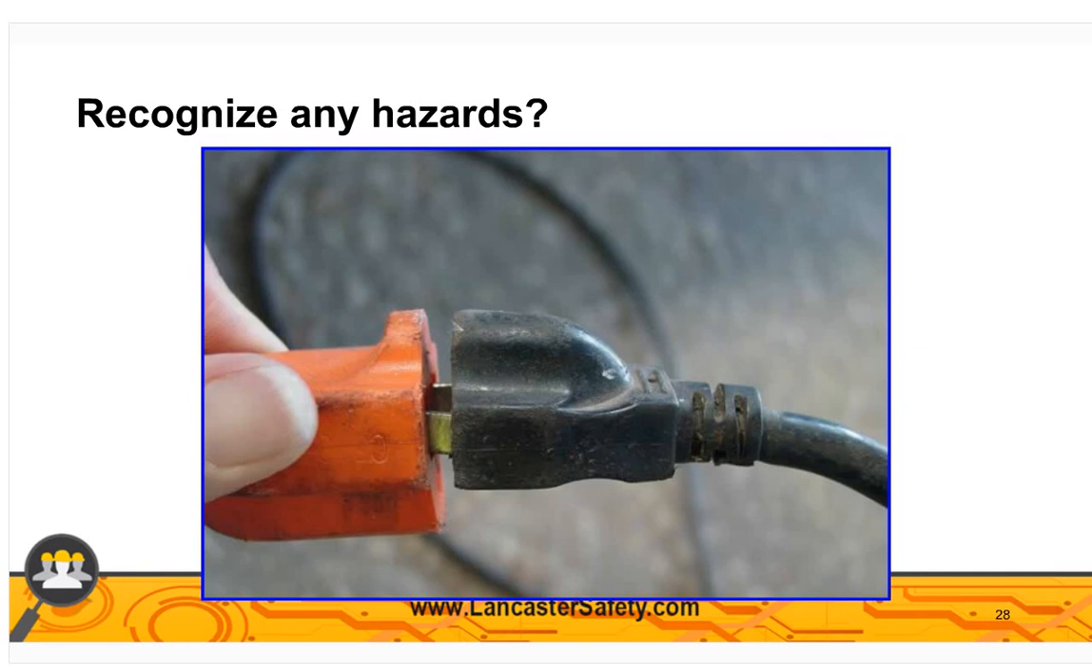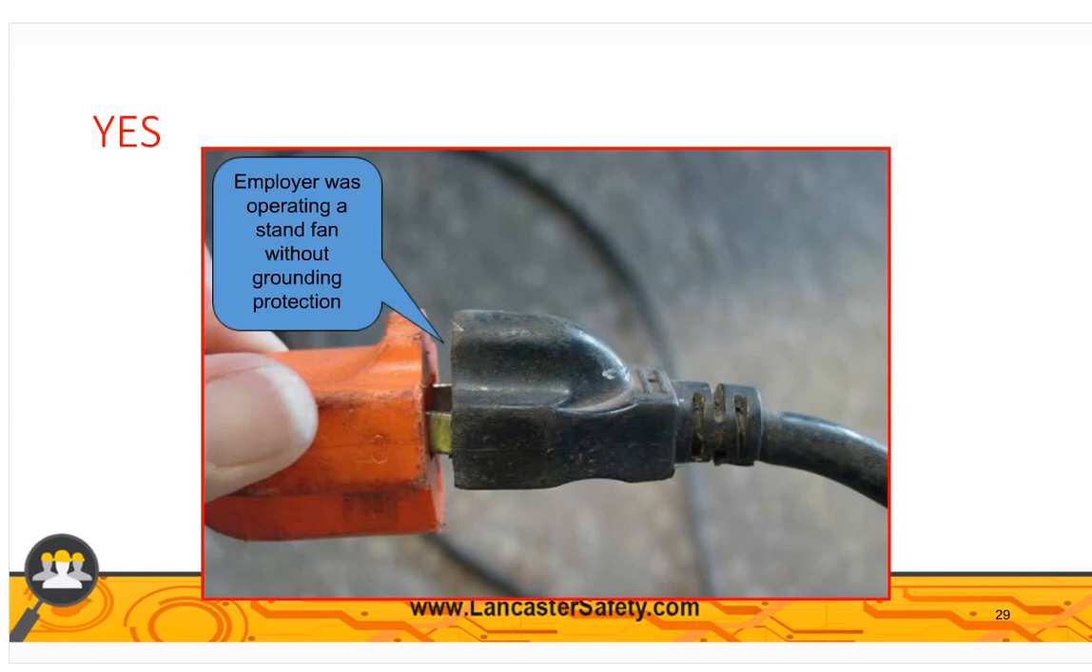I don't know, Kylie. There's not a whole lot going on in this picture, but we can see that the ground prong is missing. Oftentimes, those become damaged, bent. Once they're bent back and forth a few times, they'll often fall off, or sometimes even removed by employees to adapt a cord to a two-prong plug.